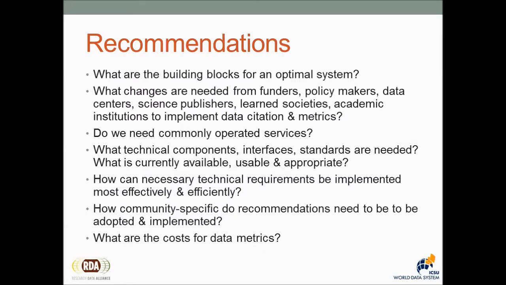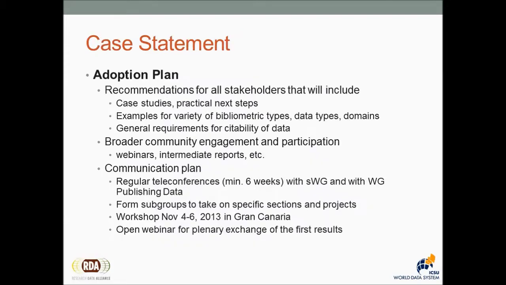More's the pity. So in our case statement, we have our adoption plan, which is talking about our recommendations for all our stakeholders. And in those recommendations, we will include case studies, giving concrete examples of bibliometrics and how they have benefited the various stakeholders, because I think that's quite important to be able to sell this to people. We also want to have as wide an engagement with the community as we possibly can.